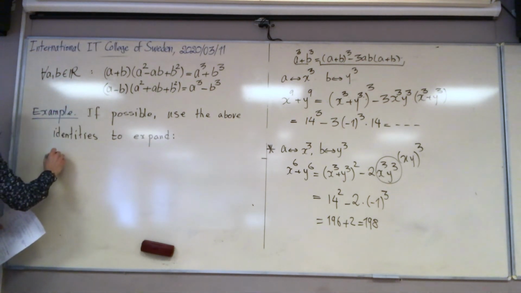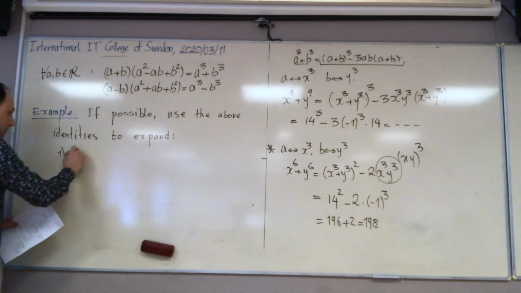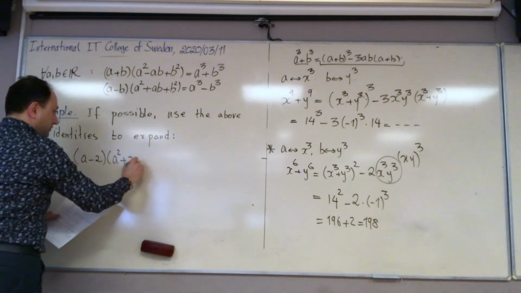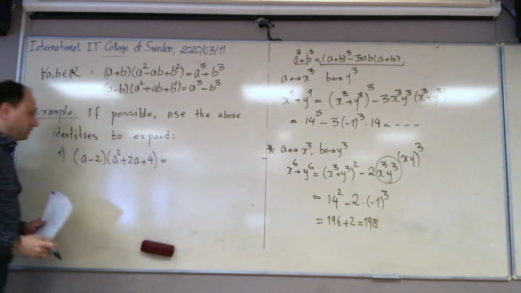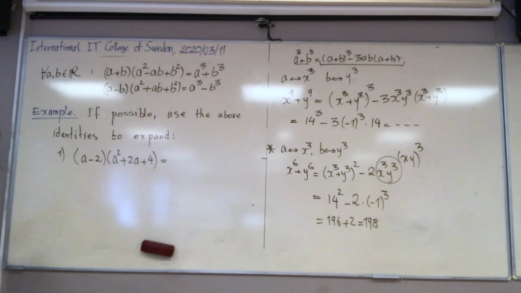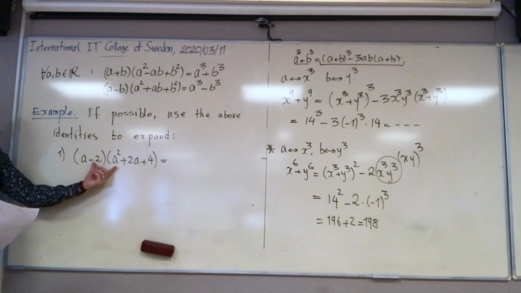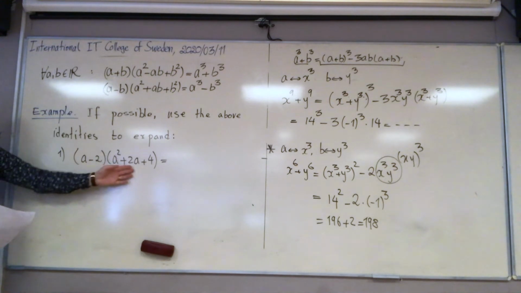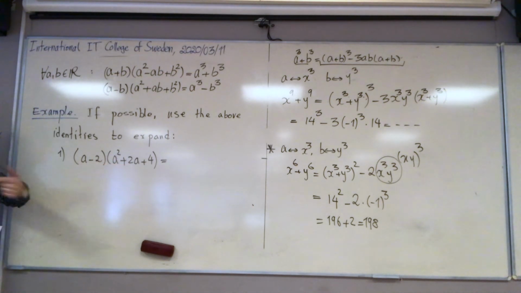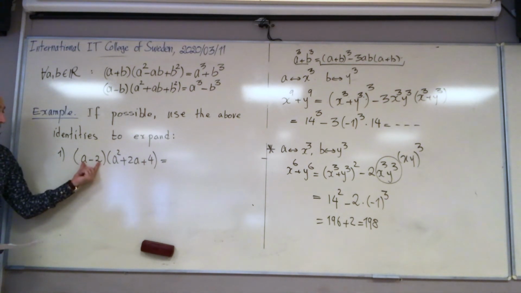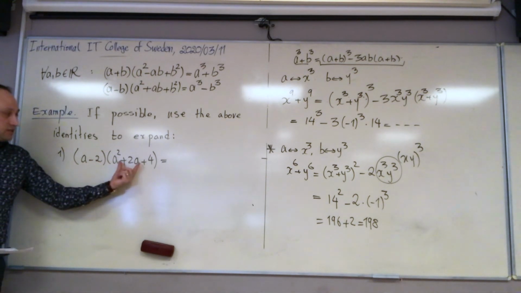So number 1. a minus 2, times a squared plus 2a plus 4. Do you think that for this expression, I can use one of these identities to calculate this immediately? So you need to recognize the pattern yourself, yes? The answer is yes or no? Yes. I have two terms subtracted here, but it is important to realize that this is in the correct form. What is the meaning of the correct form?